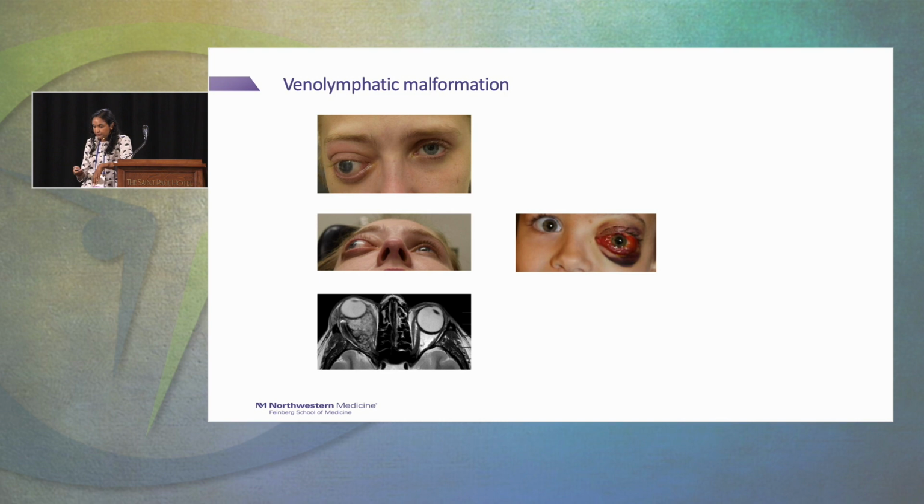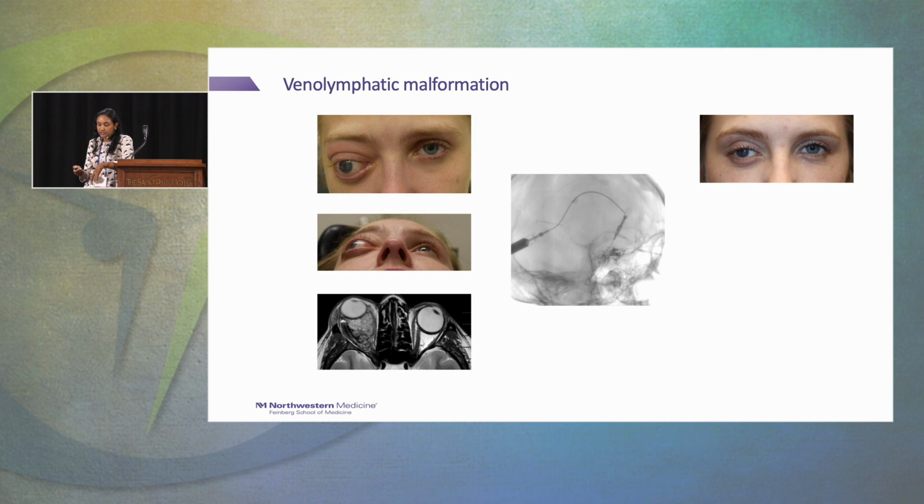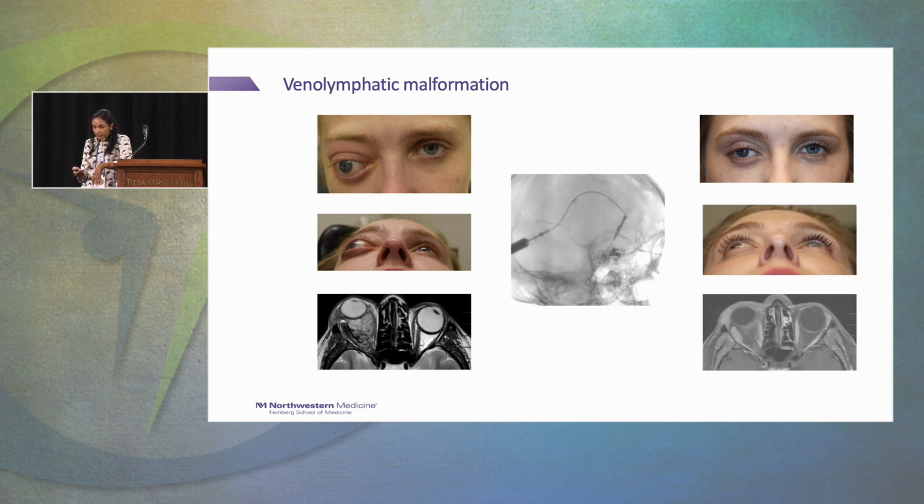The treatment that this patient underwent was embolization with interventional radiology, and you can see she had significant improvement in her proptosis and in her eye appearance. They do tend to reform over time. The vessels just kind of find other connections and reform and might require multiple treatments over time.